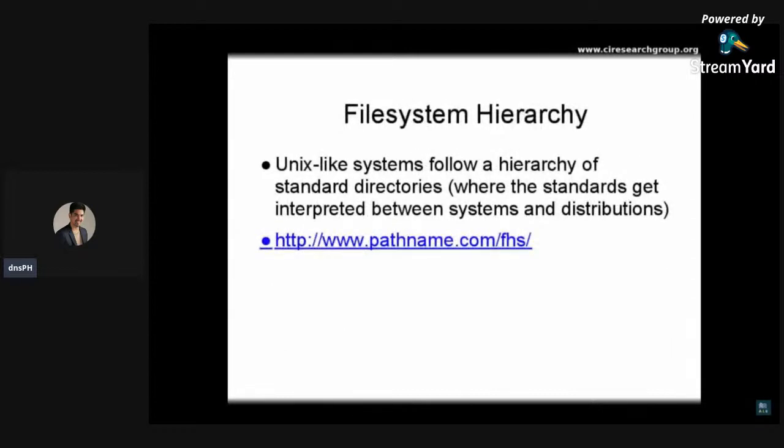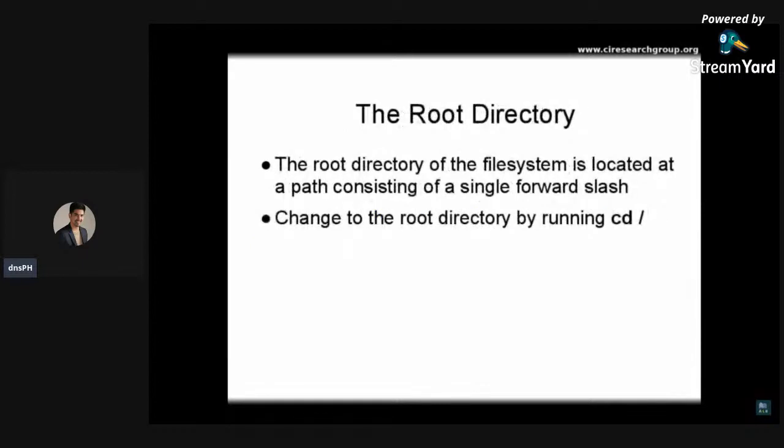Now, all directories on a Unix system are organized according to the file system hierarchy, and there is a specification available for the file system hierarchy, which different distributions follow to different levels, and the standards get interpreted a bit between systems and distributions. In any case, however, the root directory of a file system is located at a path consisting of a single /.